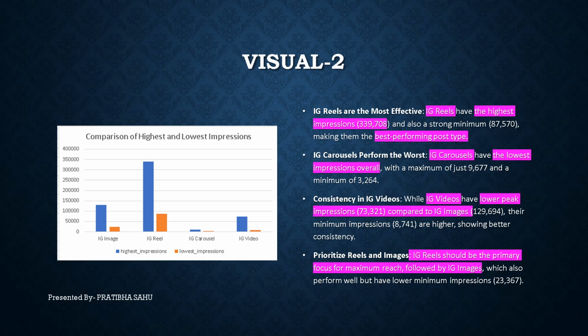So this visual compares the highest and lowest impressions for different Instagram post types. It shows that IG Reels have the highest impressions while IG Carousels have the lowest. IG videos have a good balance of high and low impressions, which indicates consistency. So IG Reels should be the primary focus for maximum reach, followed by IG images.